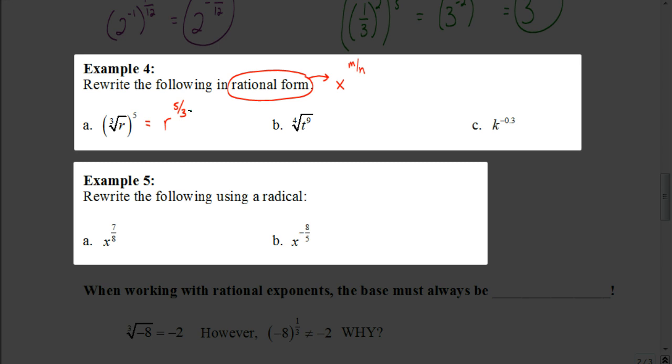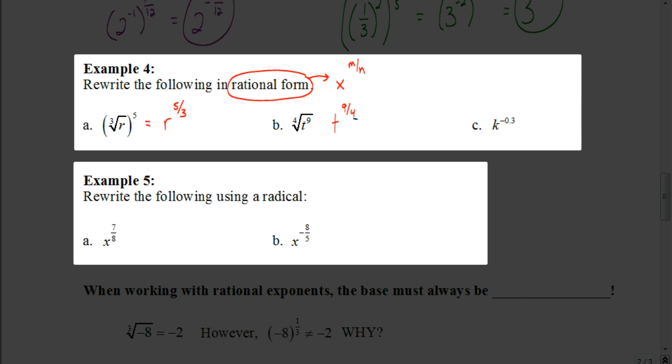The next one is written a little bit differently. We don't have parentheses around the whole thing. It's only the t that's being raised to the 9 power. But it's still written the same way. My power would be 9, so that's going to be my numerator. The denominator is where our root goes, so it's going to be the 4th root. So we'd say t to the 9/4 power.